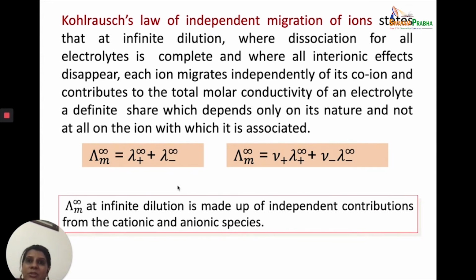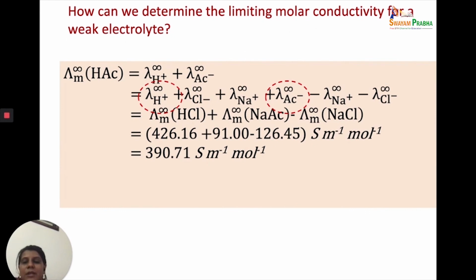But if we were to have a 1:2 electrolyte or 2:1 electrolyte, for example CaCl2, you have 1 calcium and 2 chloride ions. Then in that case, lambda m infinity can be written as lambda plus infinity of calcium plus 2 into lambda infinity of Cl-, because there are 2 Cl-. So nu plus and nu minus represent the number of ions which are generated from 1 mole of the electrolyte. So lambda m infinity at infinite dilution is made up of the independent contributions from the cationic and the anionic species.